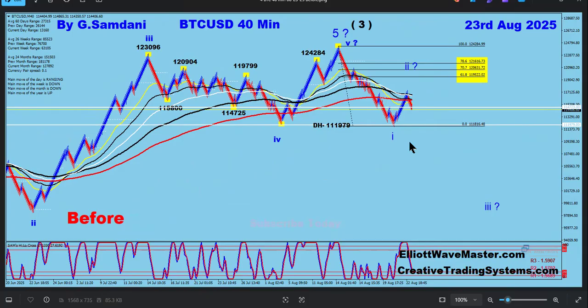And wave A and sometimes wave C, they can be impulses, consisting of five subwaves. So this was like 1, 2, 3, 4, 5. That was the idea. So now this wave one got a little bit extended. It went up, it went down a little bit more. Now let's take a look at the live chart.